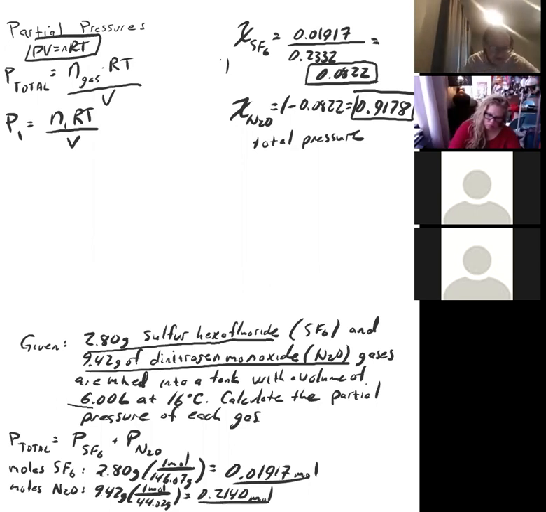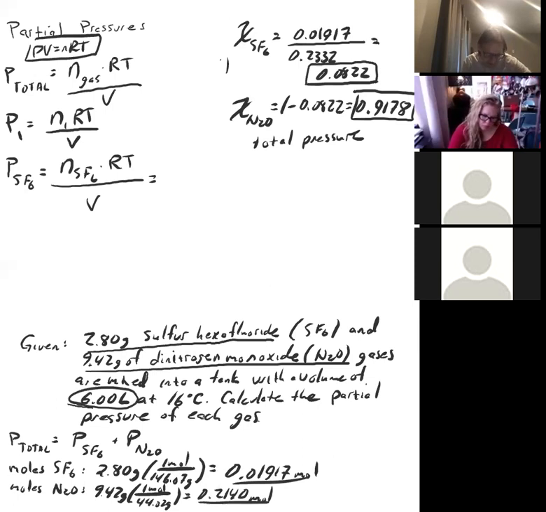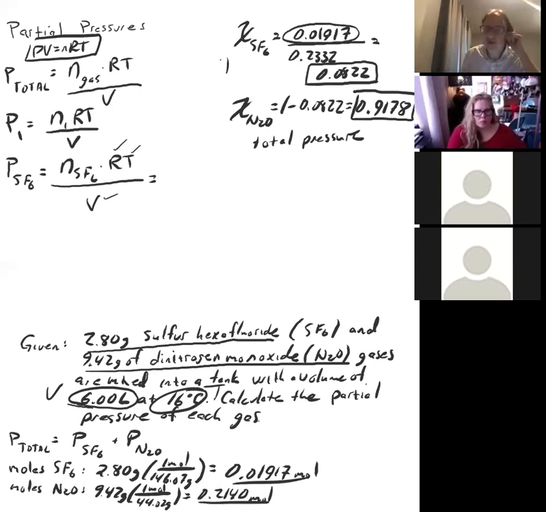I can actually use that method, so let me try this with each one. I'm going to do the partial pressure of SF6. That would be the moles of SF6 times RT over V. Now in this problem, let's see what we got. We have V, there's your V, there's your T. R is a constant, we know that. And we have the moles of SF6, it's right there. So for this one, we actually don't even need to use the mole fractions. All we need to do is find the moles of each gas and then plug that into our PV equals nRT.